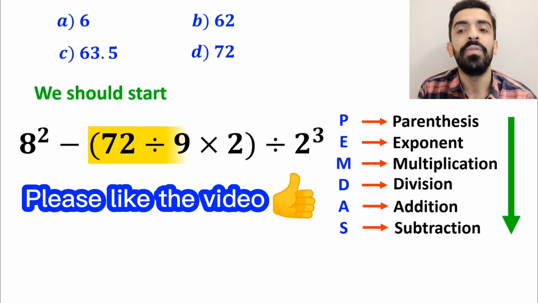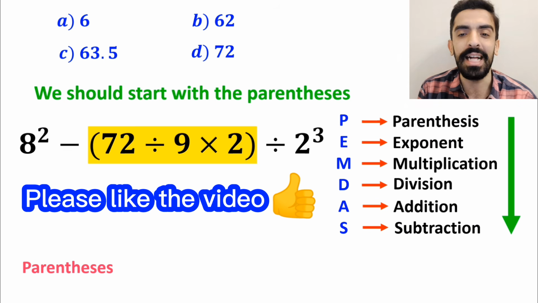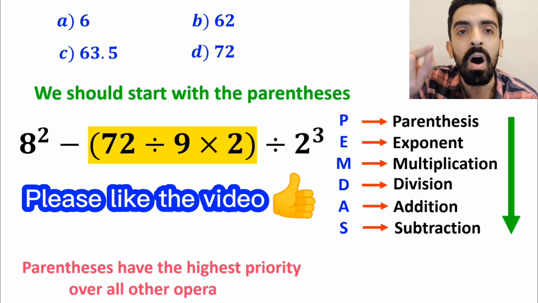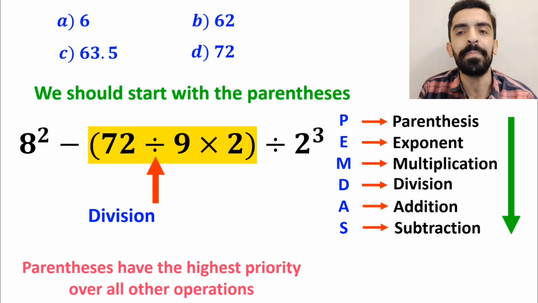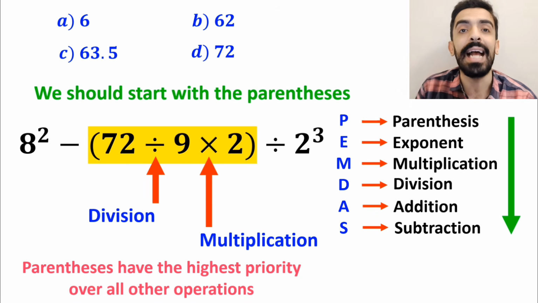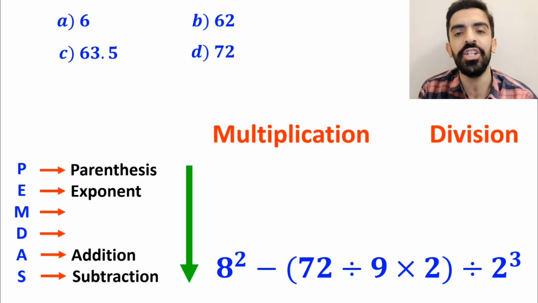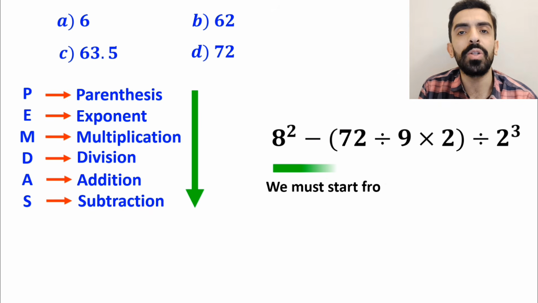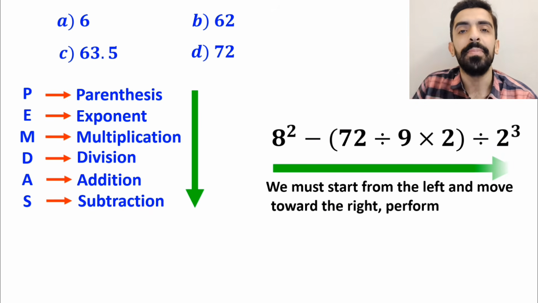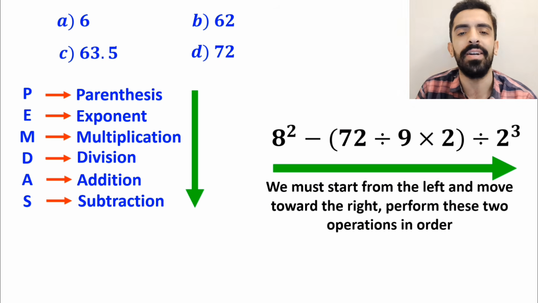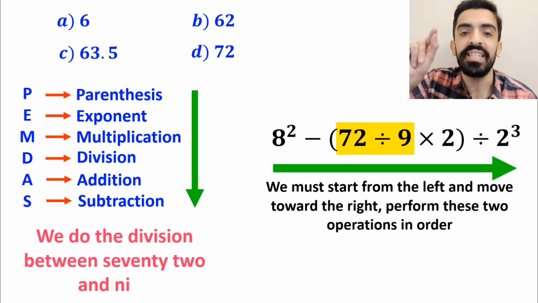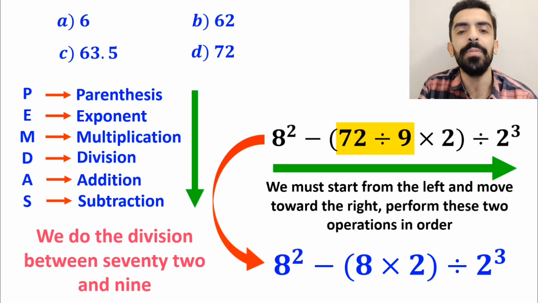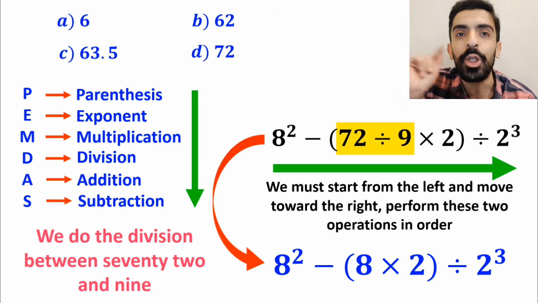According to the PEMDAS rule, first we should start with the parentheses, because parentheses have the highest priority over all other operations. And inside the parentheses, first we have a division sign and then a multiplication sign. It's very important to note that multiplication and division have exactly the same level of priority. In this situation, we must start from the left and move toward the right, performing these two operations in order. So, first we do the division between 72 and 9. And this expression simplifies to 8 squared minus 8 times 2 inside the parentheses, then divided by 2 cubed.